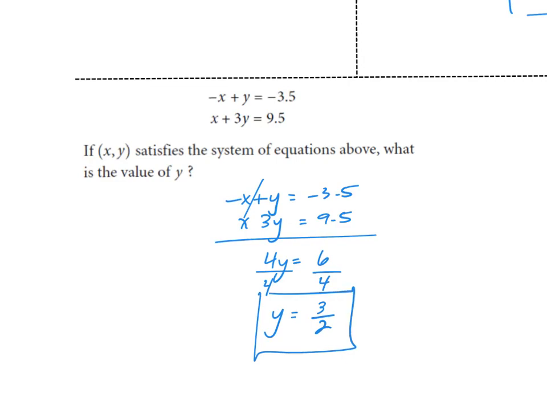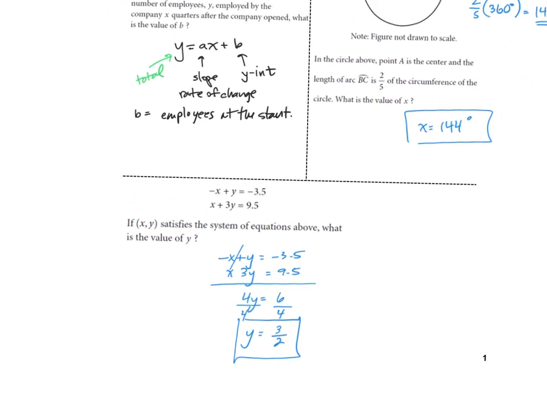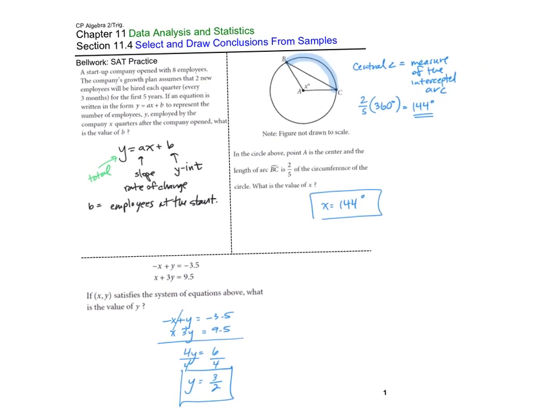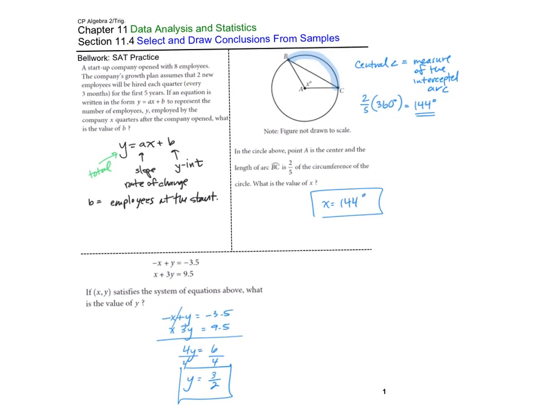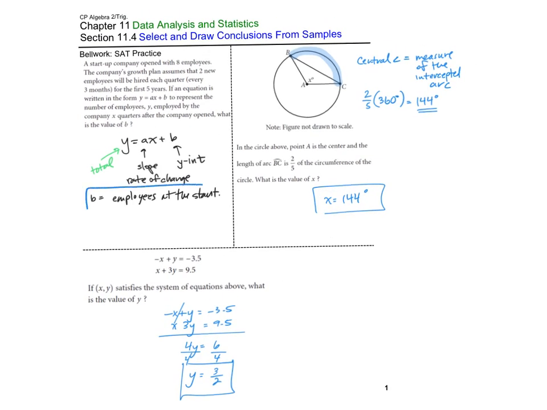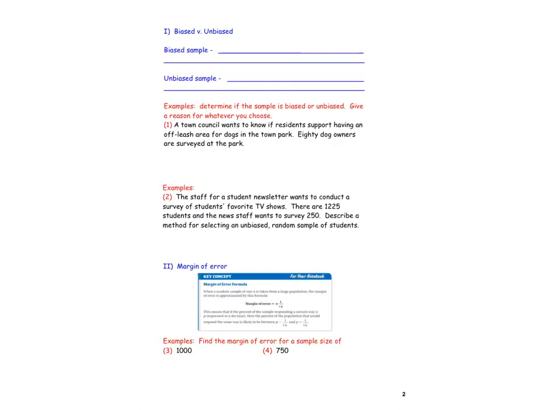If this was a grid-in answer on the SAT, you could write 3/2, you could write 1.5, you could write that in a few different ways and still get the same credit. So back to the first one, it says B. What was B representing? B was the number of employees at the start, at the onset of the growth plan, and so on and so forth. So that was the SAT questions. Let's get into this lesson.